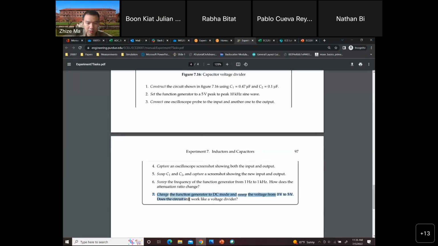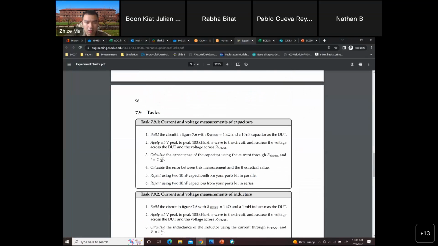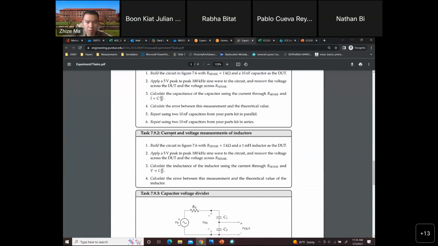Then in the last step, you just change the function generator to DC and see whether it still works like a voltage divider. I think that's all for the experiments for today. Any questions?